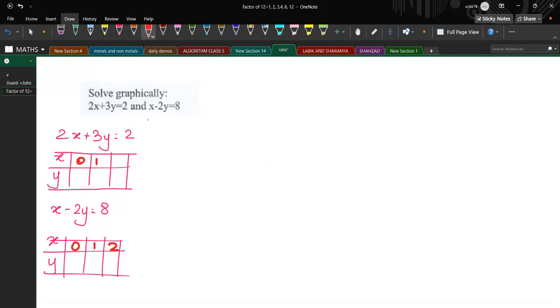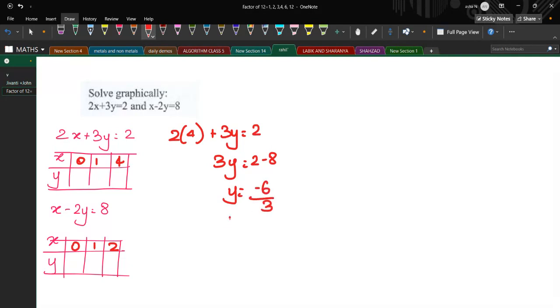6 twos are 12. We have to take 4. Yeah, 4 twos are 8, then we will subtract it. 2 into 4 plus 3y which is equal to 2. 4 twos are 8. So 3y is equal to 2 minus 8. So y is equal to minus 6 upon 3. So y is equal to minus 2.